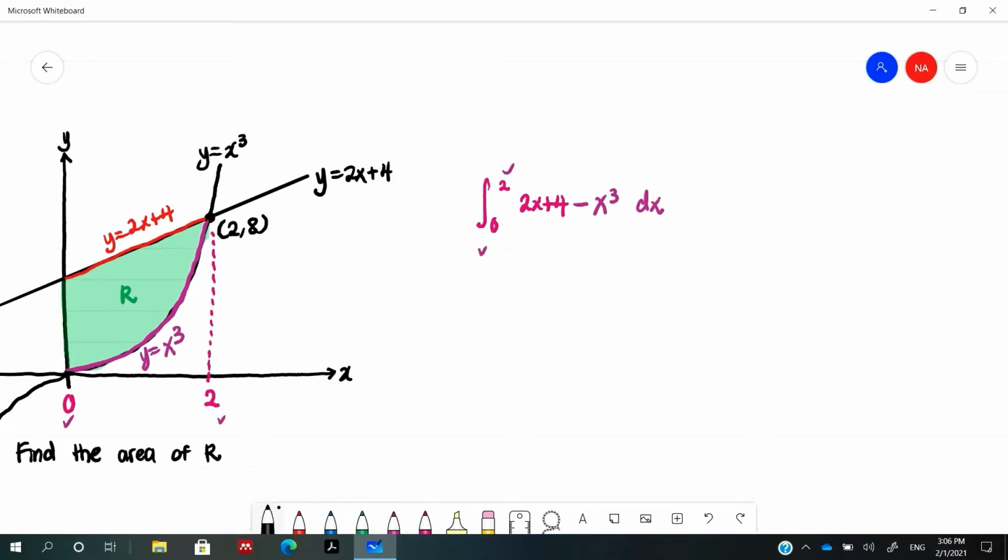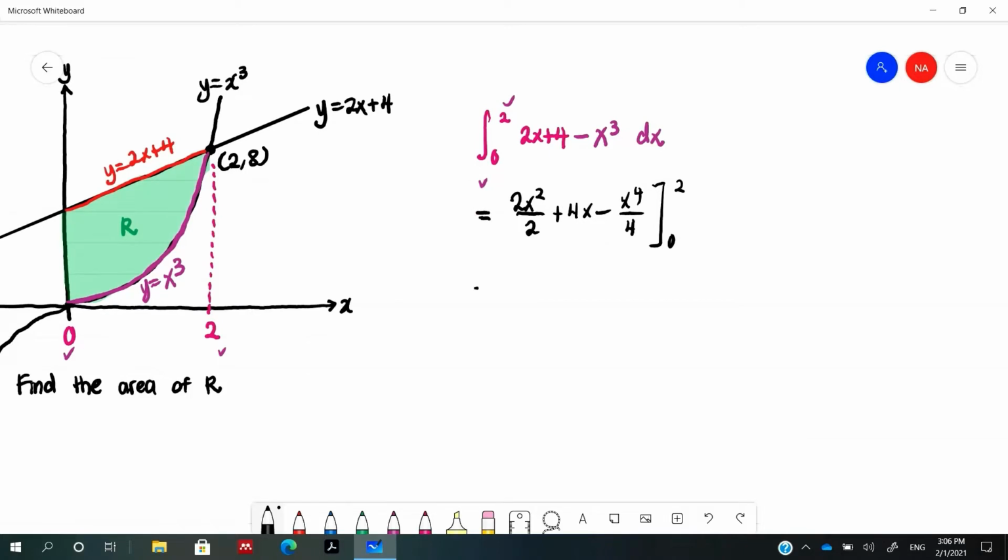So we'll have something like, all right, so this will be 2x squared over 2 plus 4x minus x to the power of 4 over 4. We have to substitute from 0 until 2, so you can simplify first before you substitute it. So you have something like x squared plus 4x minus x to the power of 4 over 4. All right. So you want to substitute from 0 until 2.